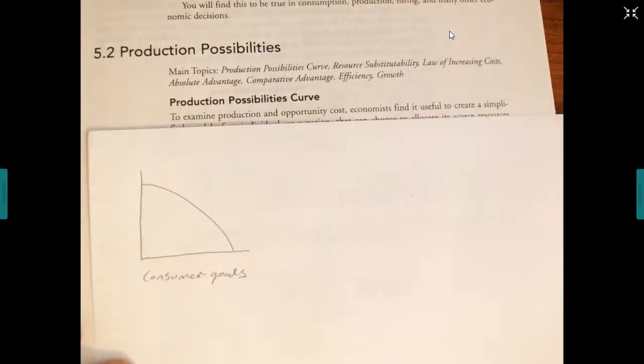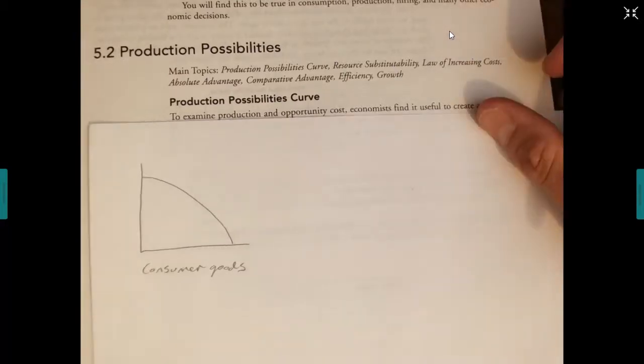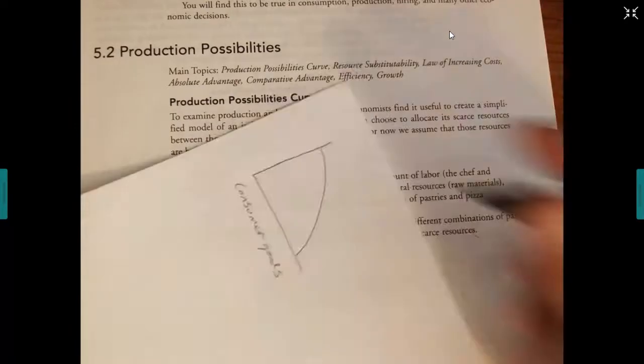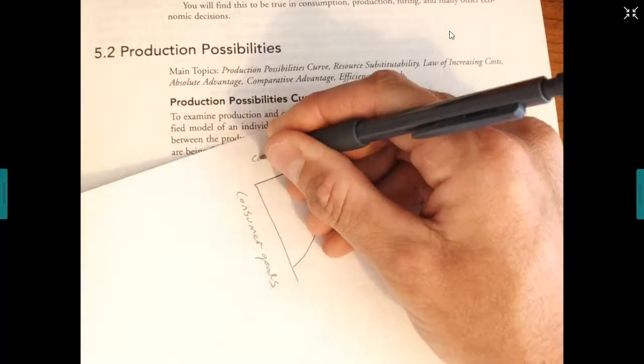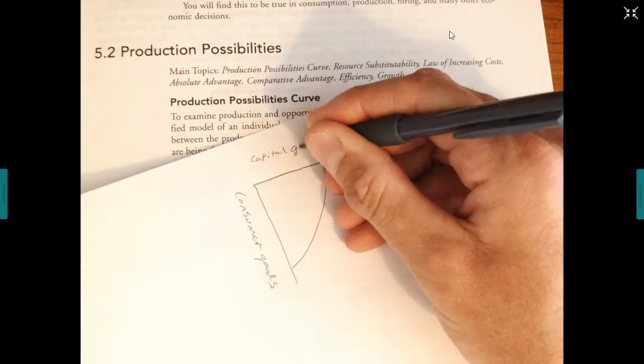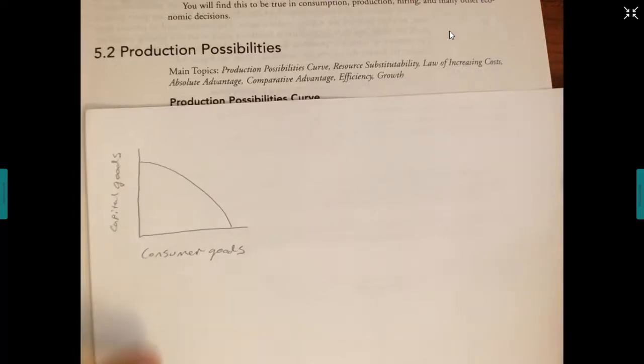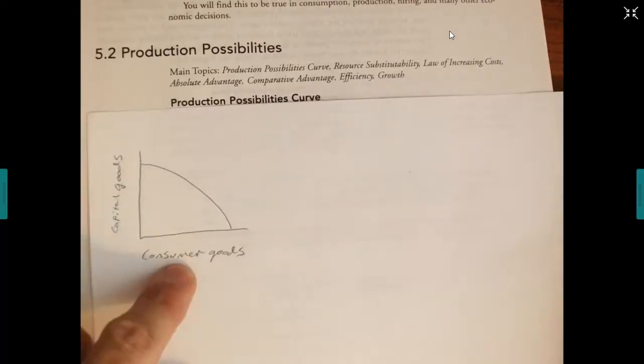Consumer goods are things that the average consumer buys. They're your groceries, they're your houses, they're your cars, whatever. And then on the other end, you have your capital goods. And as we learned, capital goods are just tools and equipment that are used to make more consumer goods.